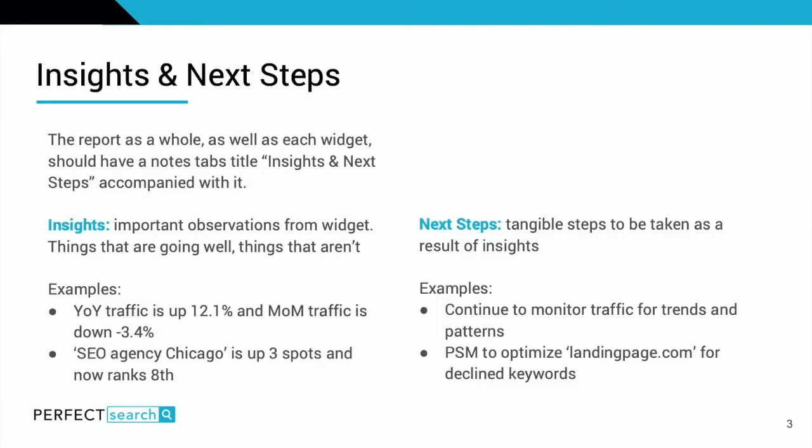So as you go through your monthly reporting, each widget, which is what the little tools that have the traffic are called, is going to be followed with a Notes tab entitled Insights and Next Steps. Insights are going to be important observations from that widget. Sometimes when you look at these widgets, it's not immediately clear to the client what they should be reading from it. So this insight pulls out the most important data and lets the client get it quickly. Some examples: just how the traffic is doing, or maybe some keyword rankings that have moved up and are now noticeable.